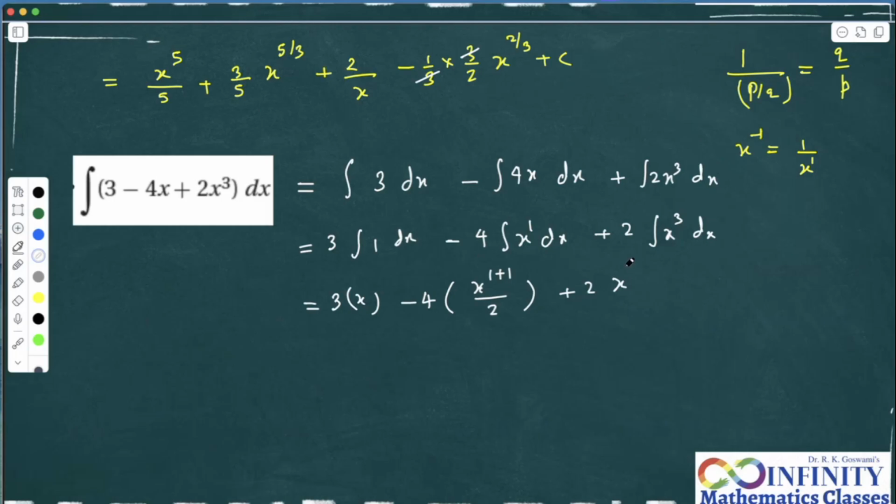2x, exponent 4 divided by the same 4. Okay, just a simplification and you are done with it. 3x, negative 2x squared, and positive 1 by 2 x exponent 4 plus c, and we are done with it. Was it a difficult formula? No. Perfectly okay. We will be having variants of the same question maybe later on, but this was the first task.